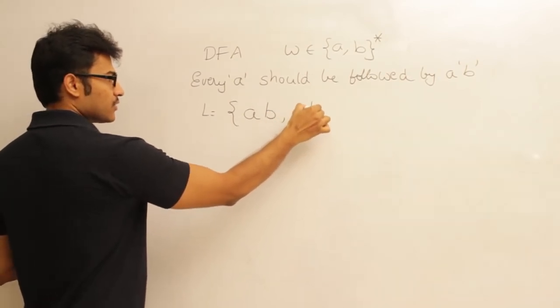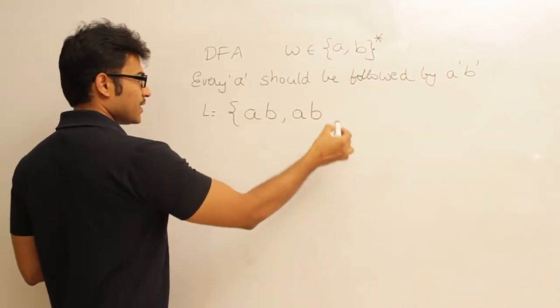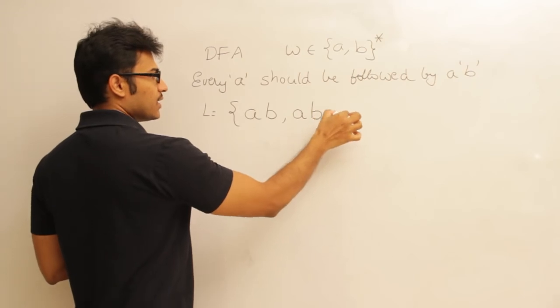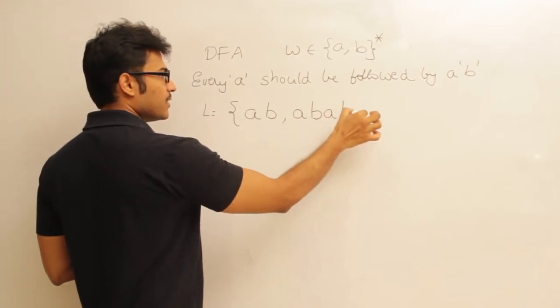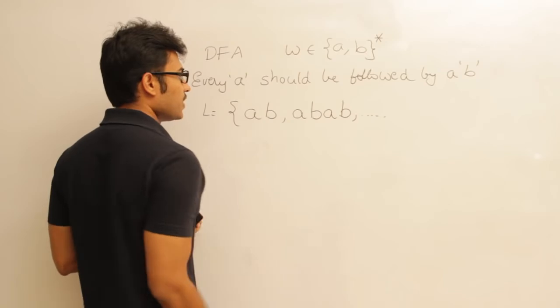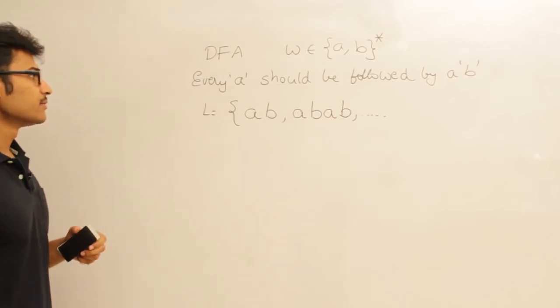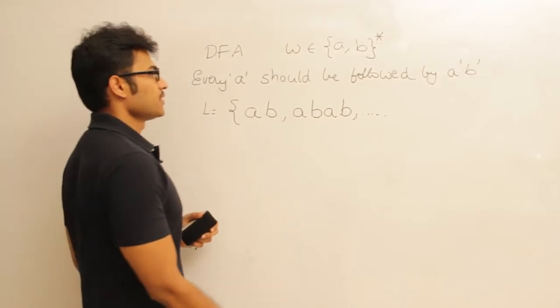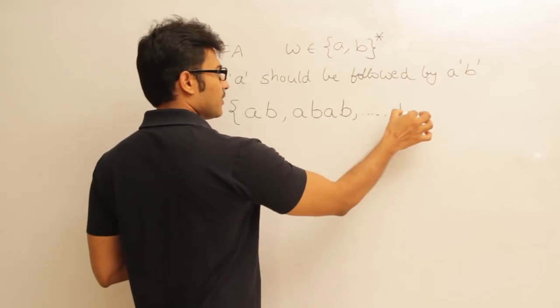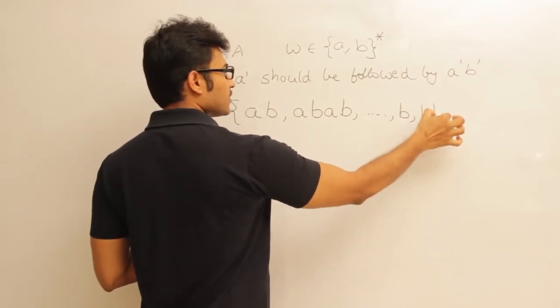If there is A, it has to be immediately followed by B, and so on. Every A should be immediately followed by B, right? And what about B's? If there is no A, then it can be any number of B's. That is not a problem.